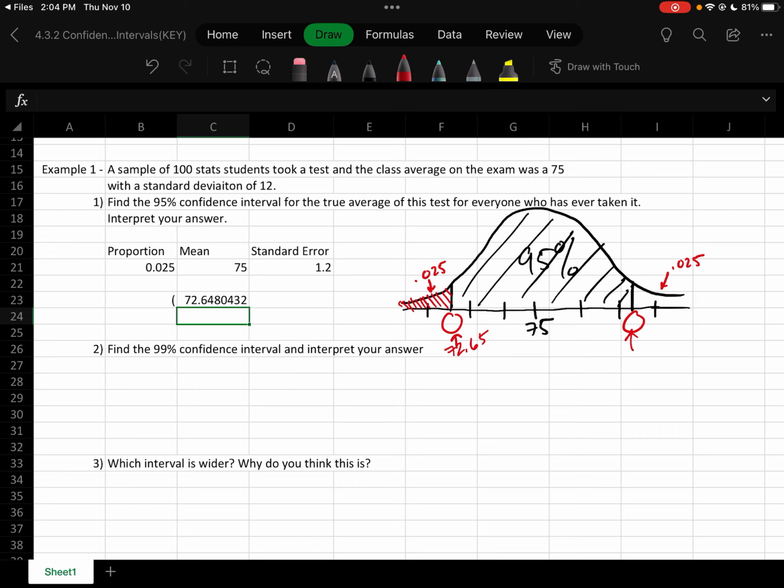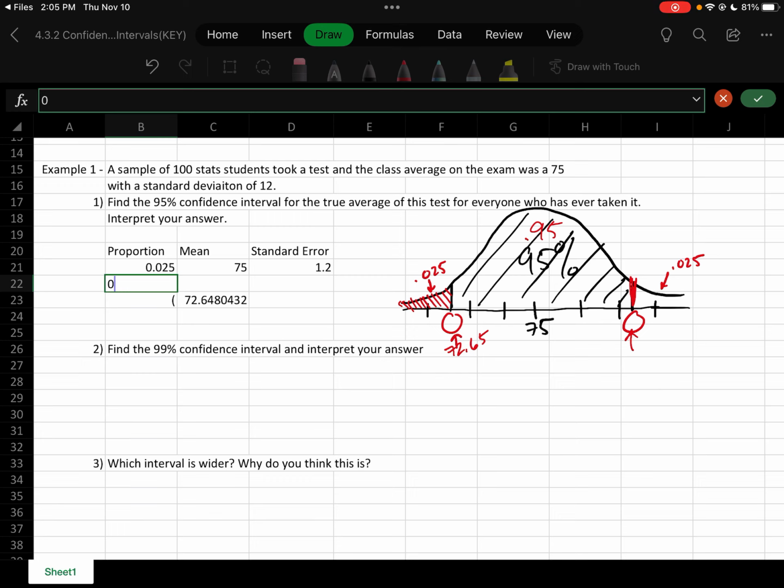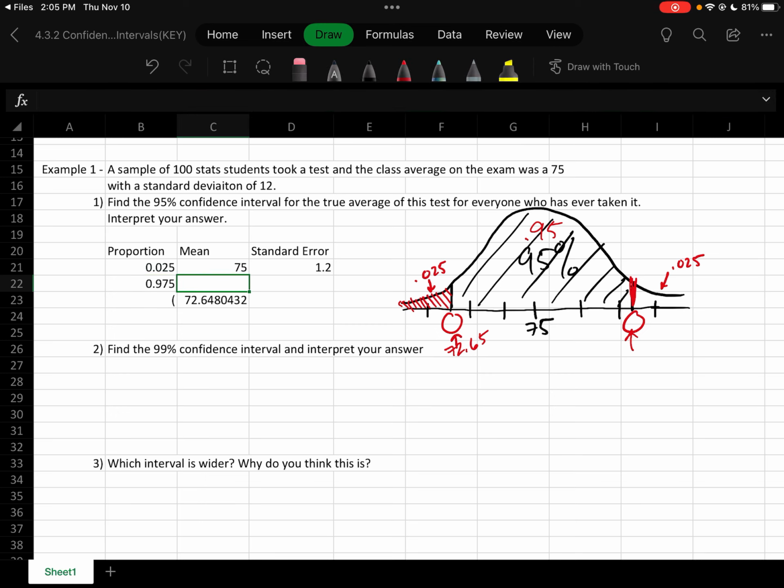All right. Now I need to find the upper bound. Remember, the norm inverse function always finds the area below the point that I'm looking for. So if this is 0.025 plus another 0.95, that means there's 0.975 below this second value on the graph. And so my proportion is going to change to 0.975. The mean's going to be the same, standard error is going to be the same.